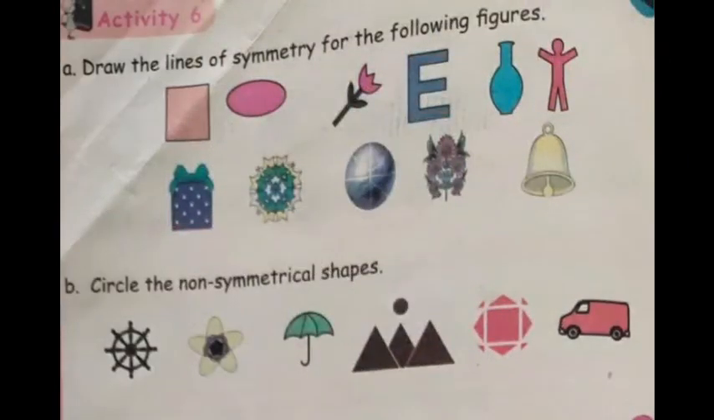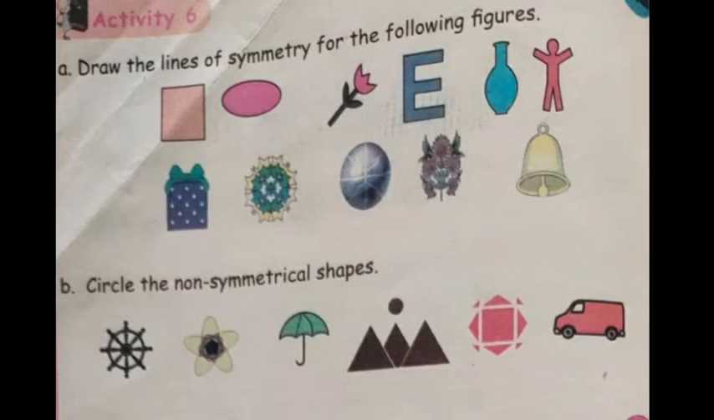Look at this activity 6. You can do it by yourself. You can draw the line of symmetry for the following figures. You can draw a horizontal line, vertical line, or diagonal line. Exactly, it can divide the letter or object in symmetrical form. Now circle the non-symmetrical shape. What is here? Van and umbrella.